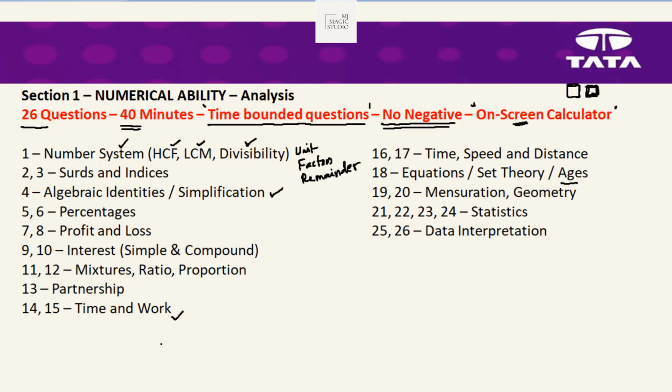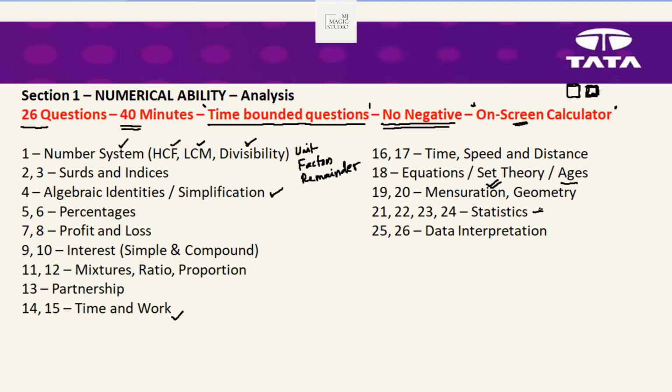2 from time and work. 1 can be from pipe and cistern and 1 can be from the regular time and work question. 2 questions from time, speed, distance. 1 regular TSD question and 1 from upstream, downstream. 1 question from equations where you need to set an equation and solve, or from set theory. 2 questions are from mensuration and geometry. Majority of the time they ask both questions from mensuration, 2-dimensional and 3-dimensional mensuration.